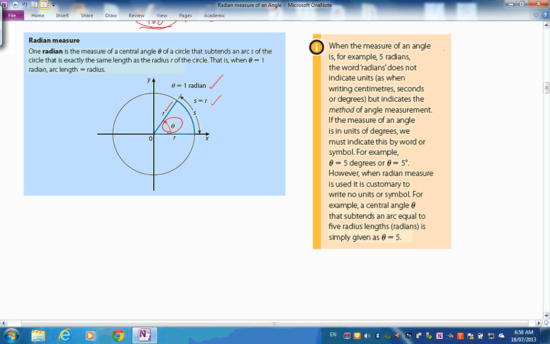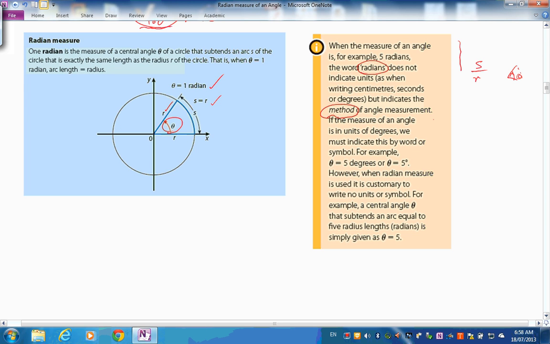When the measure of an angle is, for example, 5 radians, come up here now. The word radians does not indicate units. It's a form of measurement. It's saying what we're doing. We're going to measure arc length over radius and look at the amount of angle there, not as amount of opening there. We're not going to look at how much opening it is, but rather the arc length over the radius. Okay, so we can have a connection right out there to that arc length.